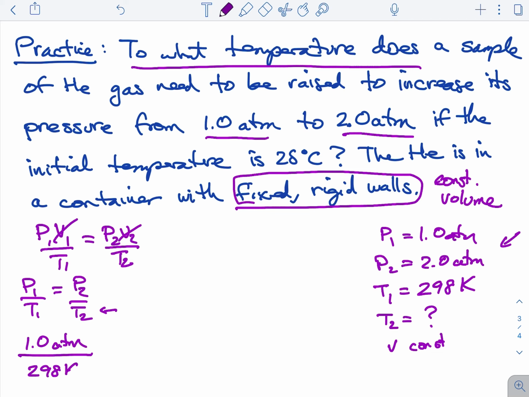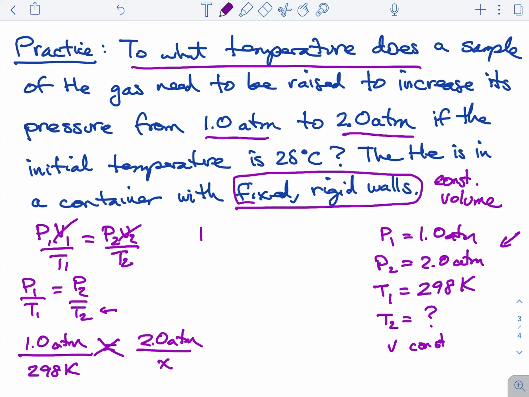So when you set this up, it probably looked like this over, and I'm going to call it X. You can call it T2, doesn't matter. But the point is you've got to solve for that X. The only way to do this is you've got to get the X into a numerator. So the fastest way to do that is just to cross multiply, all right?